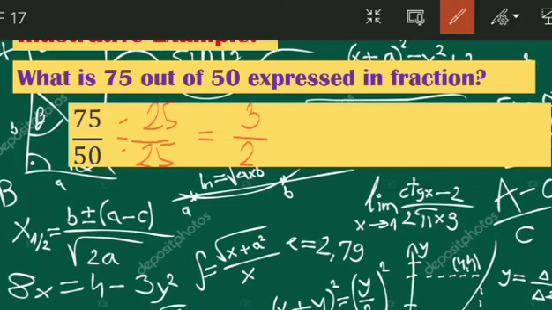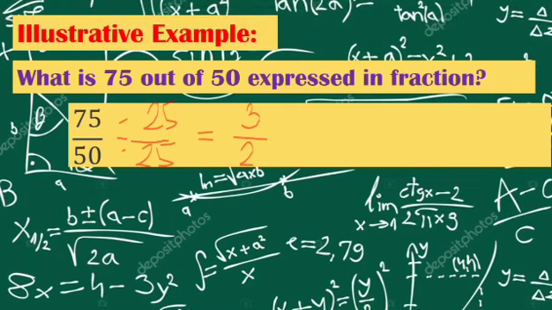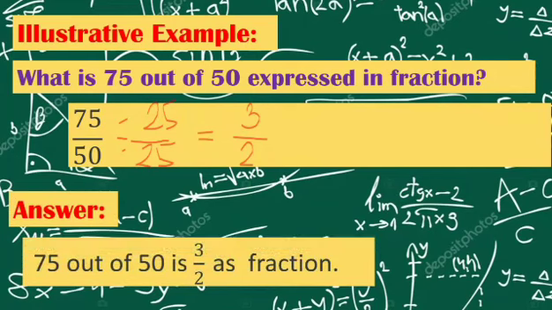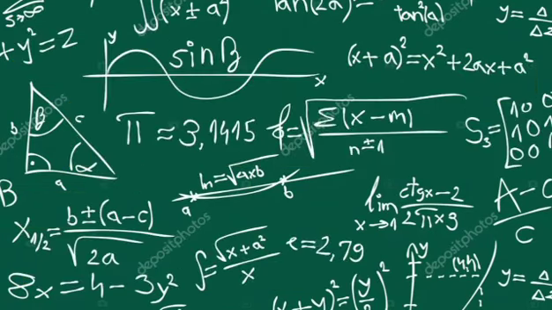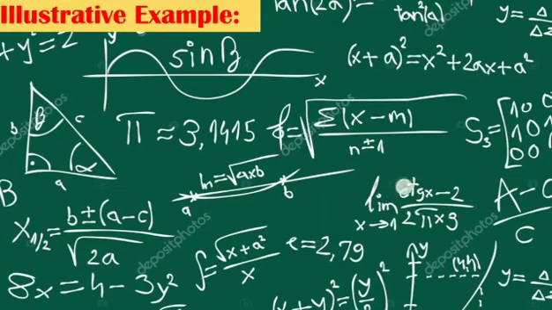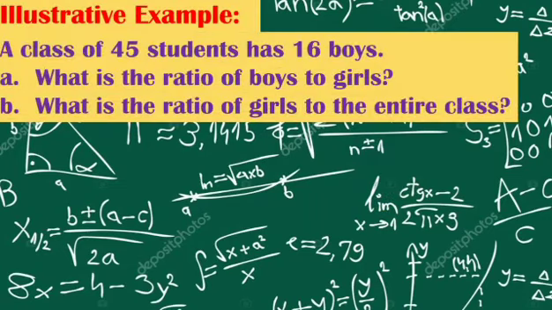Anong mapapansin nyo? So, meron tayo ditong improper fraction. Tatandaan, kapag ratio ang pinag-uusapan natin, hindi na natin siya gagawing mixed number. So, our answer, 75 out of 50 is 3 halves as fraction. Another example. A class of 45 students has 15 boys.